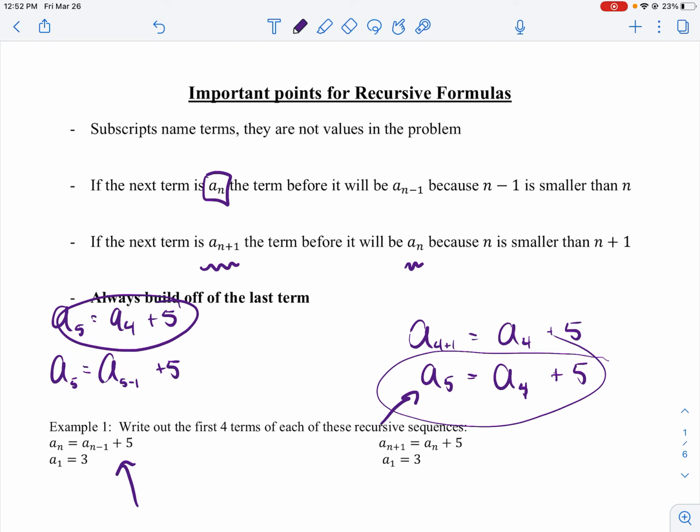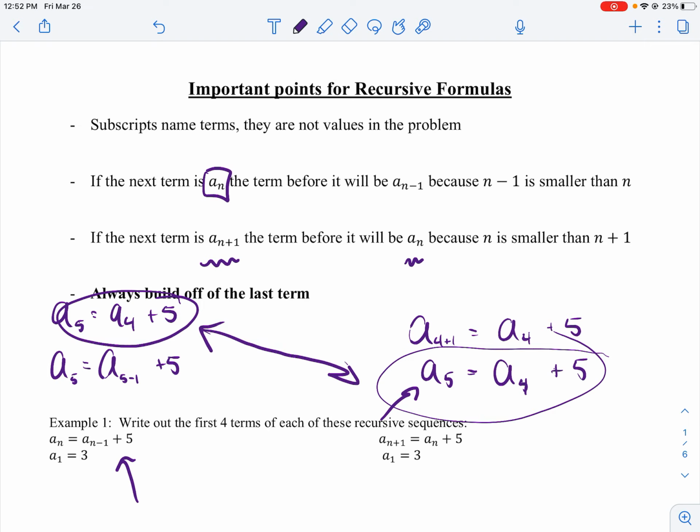And so anyway, basically in both cases, your fifth term is equal to your fourth term plus 5. And so moving down here, oh, and always build off the last term. That's important. So if we wanted to calculate our sixth term, well, we need our fifth term plus 5, and so on and so forth.